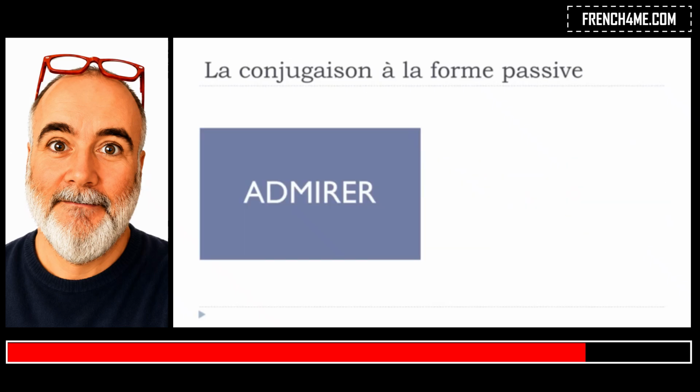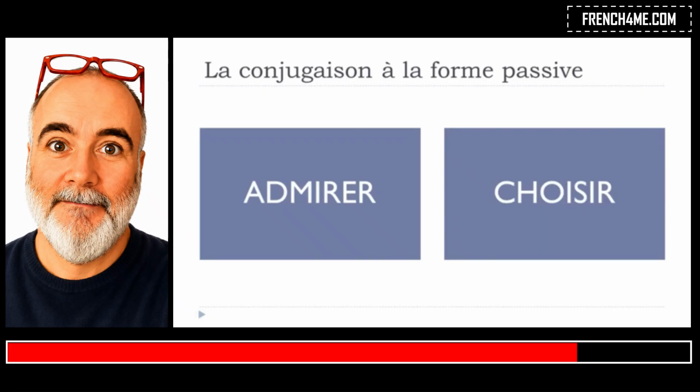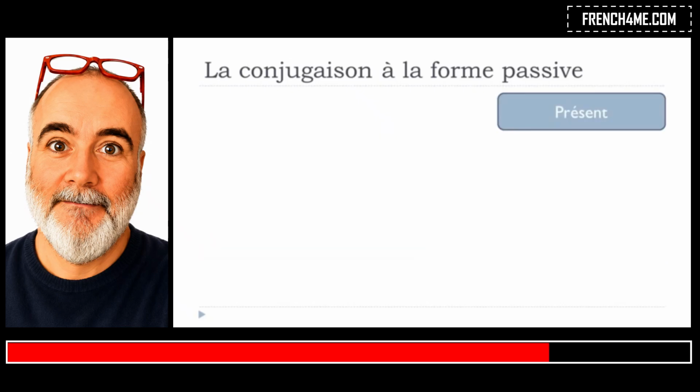So that's it. We'll take two examples. The first one will be admirer, to admire. And then the second one will be choisir, to choose, okay? But then the idea is that as we change them to this forme passive, clearly it will be to be admired and to be chosen, okay? So let's see now, admirer.